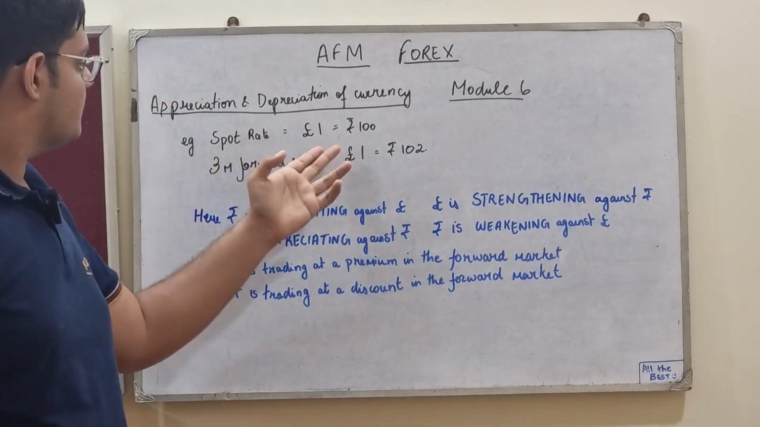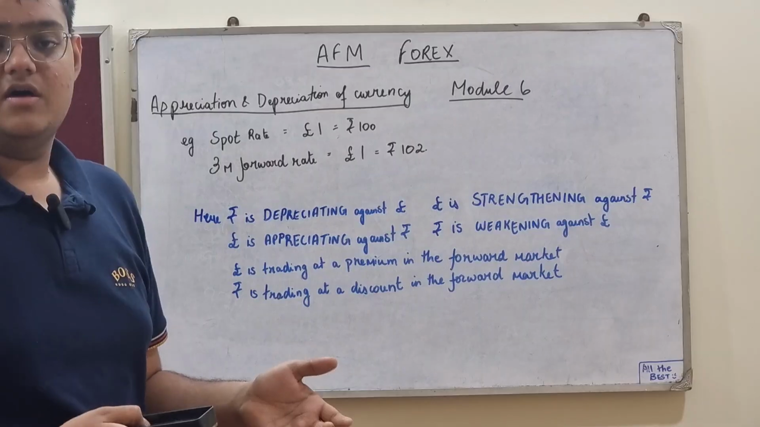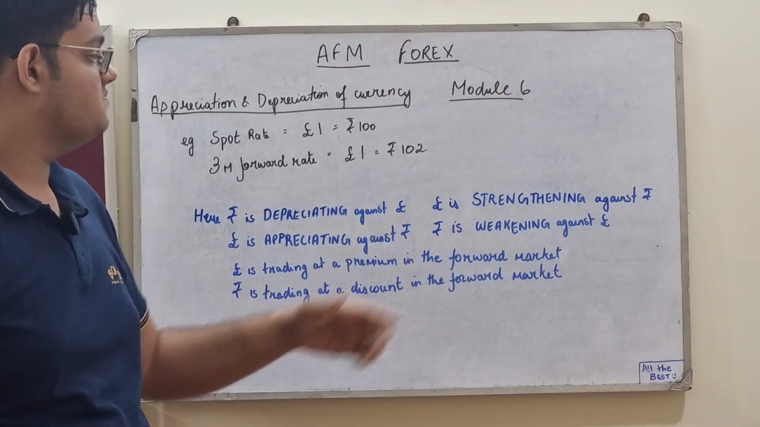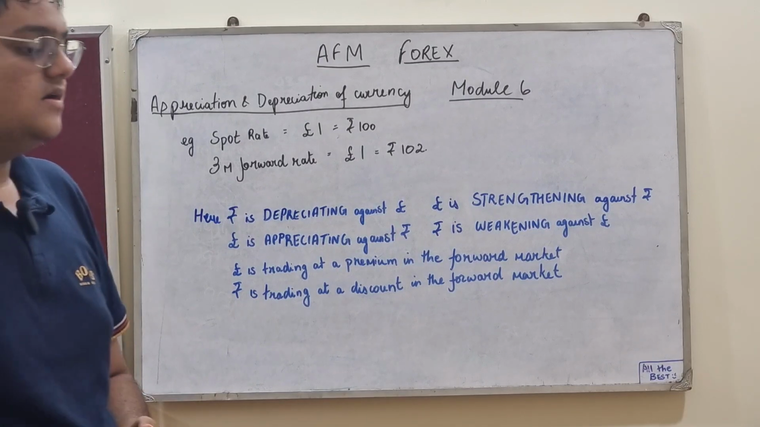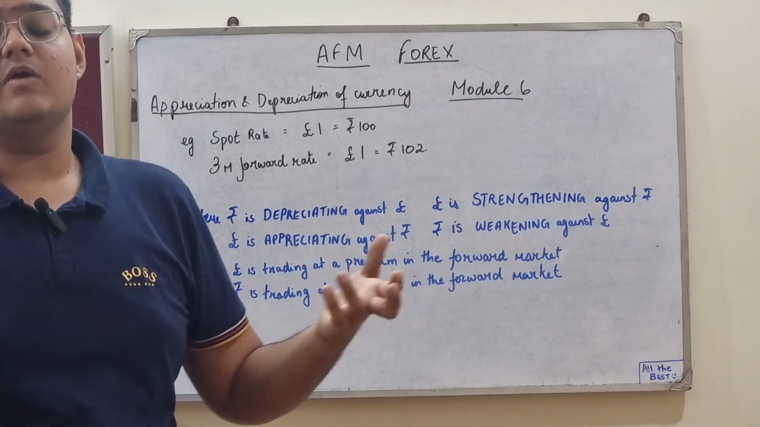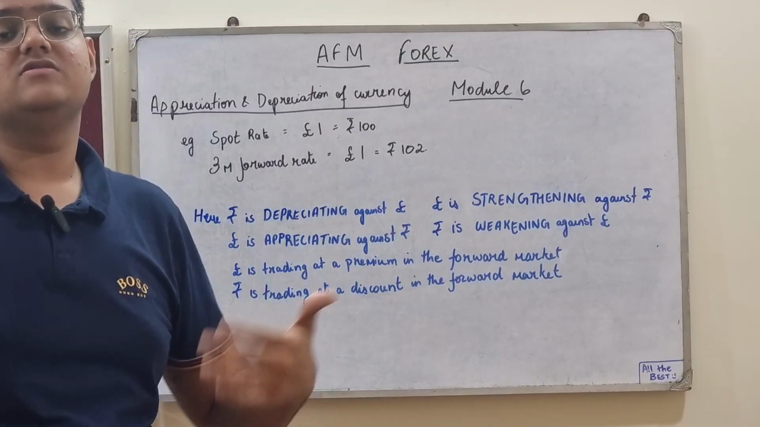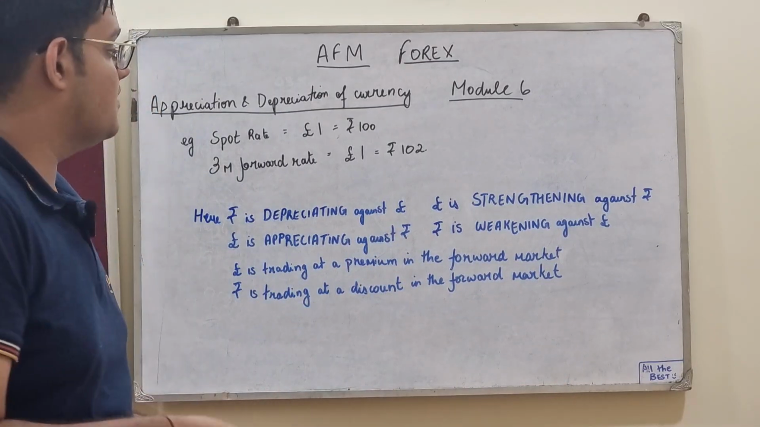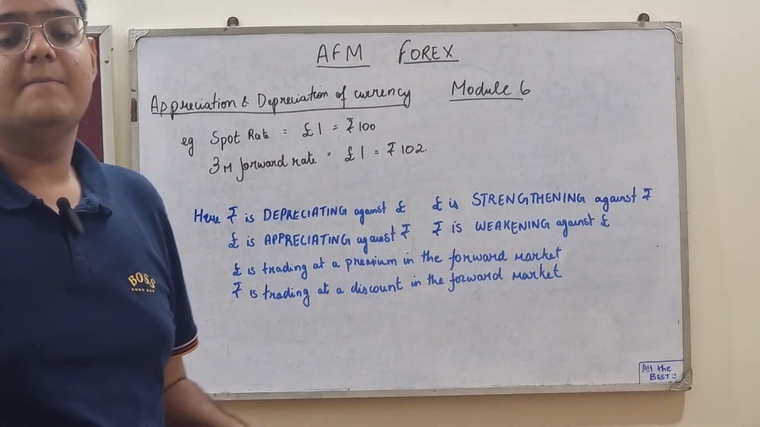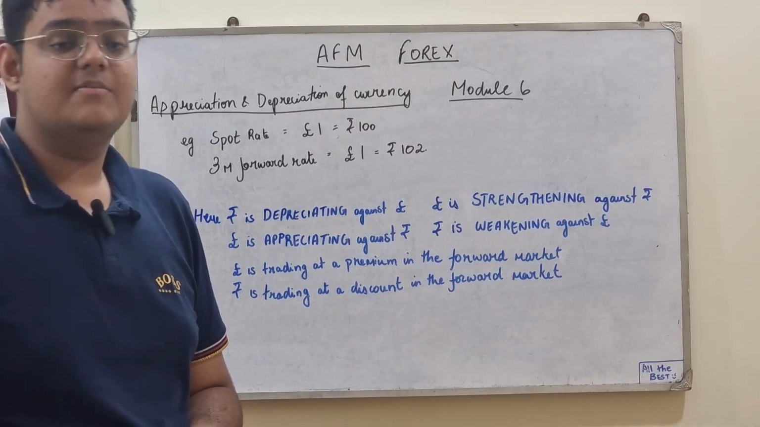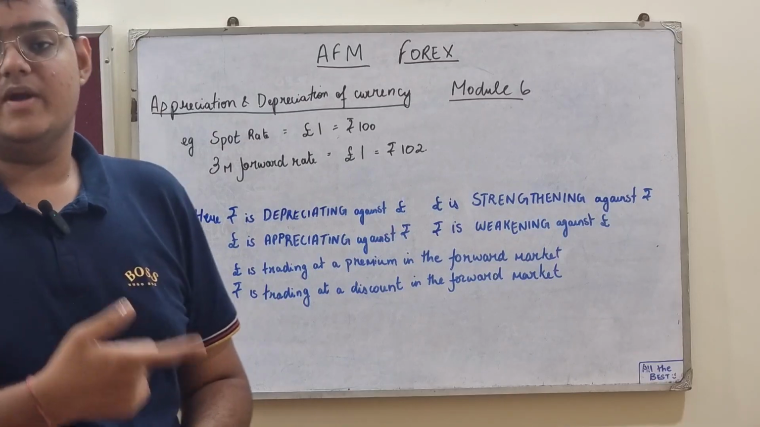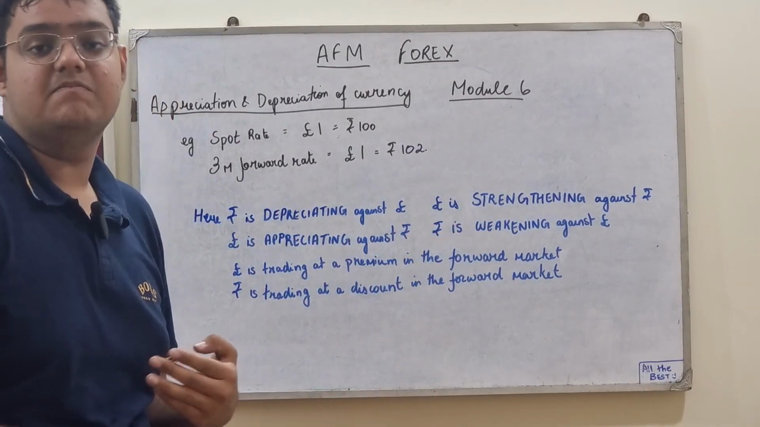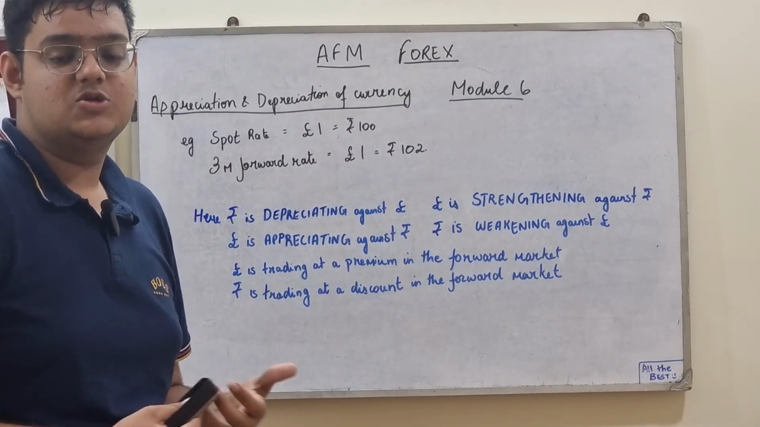We can take an example here. For example, the spot rate is 1 pound is 100 rupees, and the 3 month forward rate is 1 pound is 102 rupees. So again, let's take the example that I want to buy 10 pounds today and 10 pounds after 3 months. Today, if I want to buy 10 pounds, I just have to pay 1,000 rupees. But when I want to buy 10 pounds after 3 months, I have to pay 1,020 rupees.